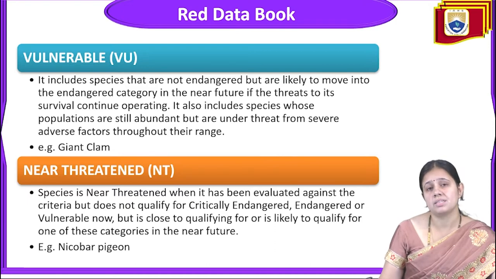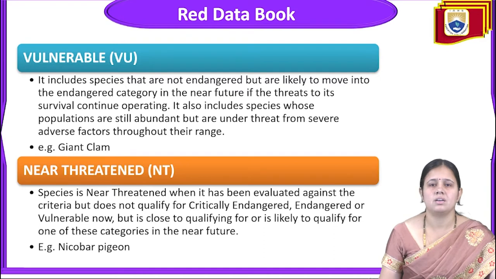So an example is the giant clam, and it includes those species that are not endangered but are likely to move into the endangered category in the near future if the threats to its survival continue operating. It also includes species whose populations are still abundant but are under threat from severe adverse factors throughout their range.